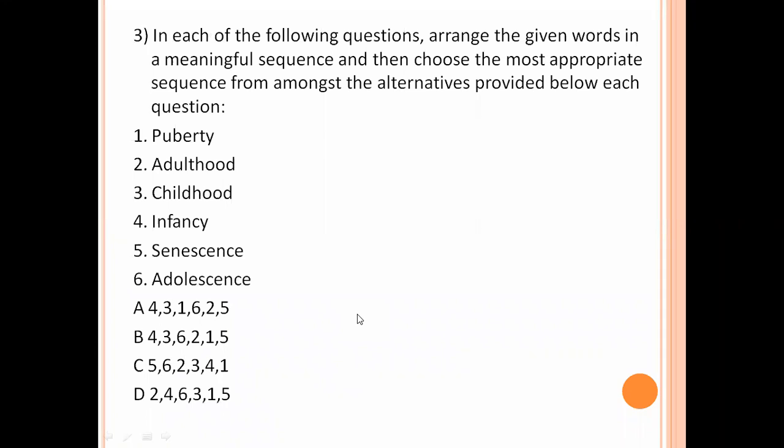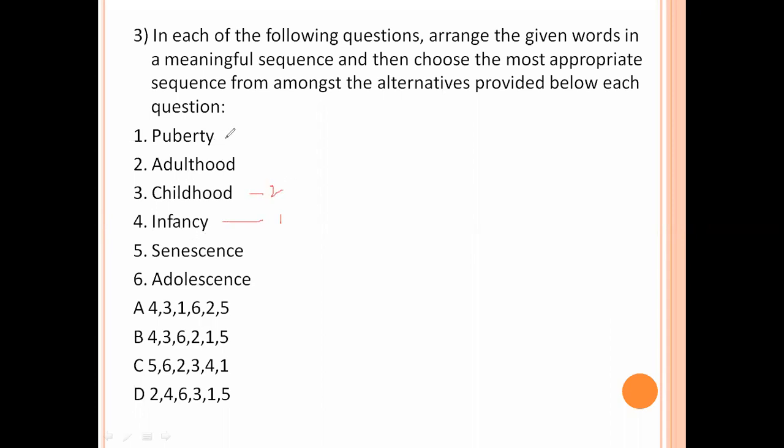In each of the following questions, arrange the given words in a meaningful sequence and then choose the most appropriate sequence from among the alternatives provided below each question. Now here 6 sentences are given. First, which sentence will come? Here you see that. Now infancy will come first. Next, childhood, this is the second stage.